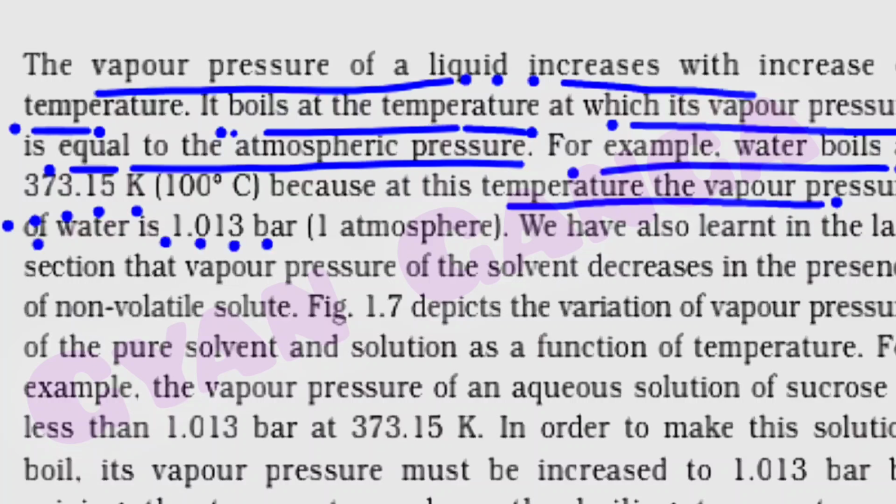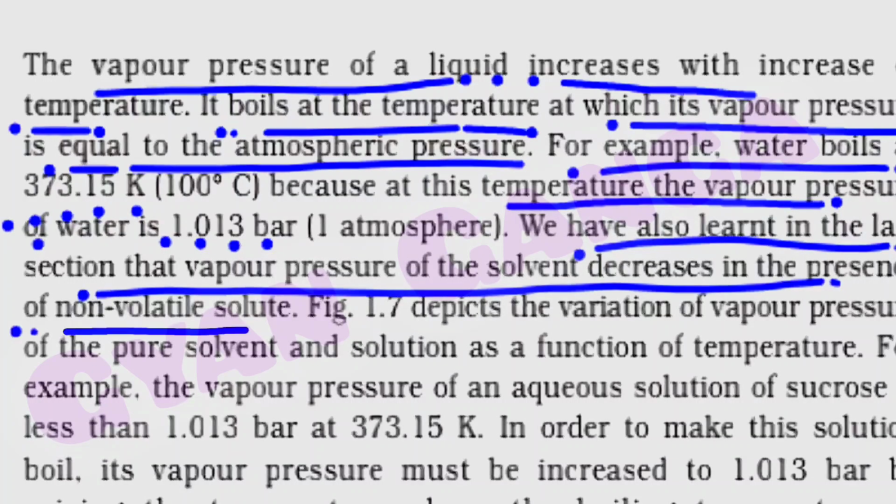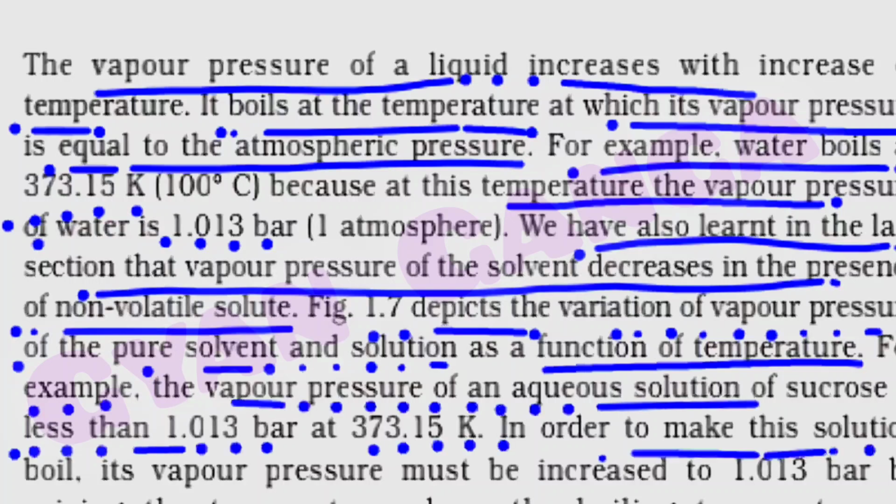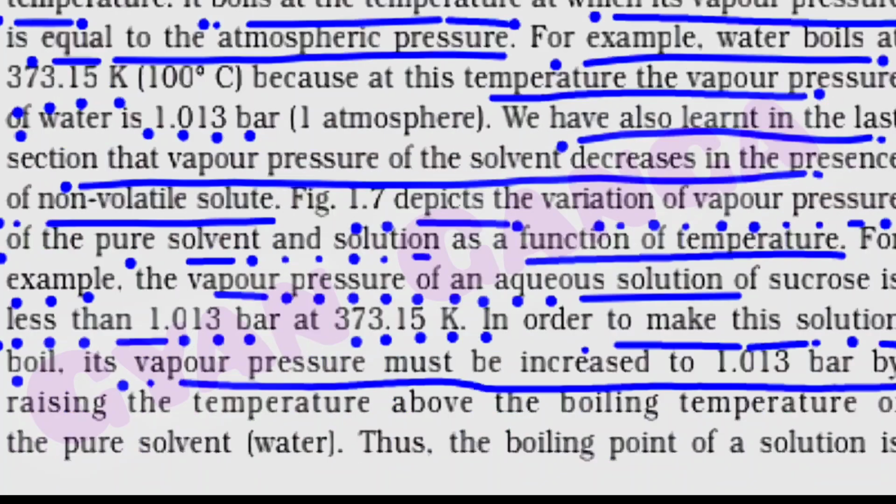We have also learned in the last section that vapor pressure of solvent decreases in the presence of non-volatile solute. Figure 1.7 depicts the variation of vapor pressure of pure solvent and solution as a function of temperature. For example, the vapor pressure of an aqueous solution of sucrose is less than 1.013 bar at 373.15 Kelvin. In order to make this solution boil, its vapor pressure must be increased to 1.013 bar by raising the temperature above the boiling temperature of the pure solvent water.